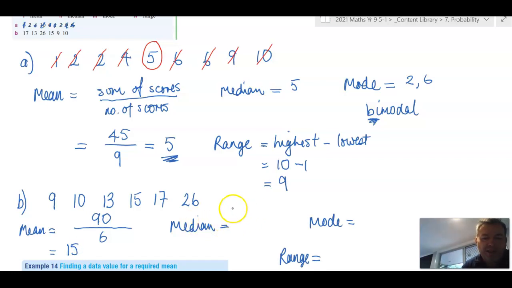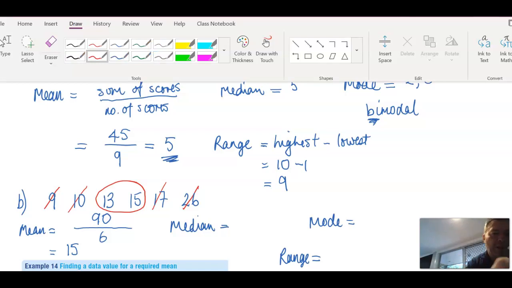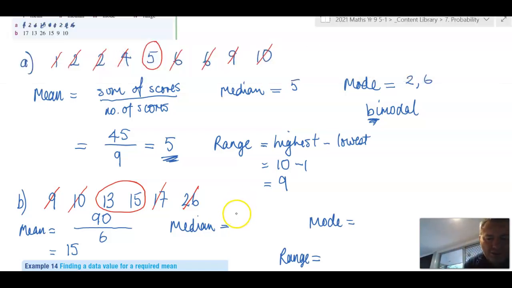The median is the middle score. So to work out the middle score, I can cross these off, one at the beginning, one at the end, always crossing off in pairs, 10 and 17. Now if I'm left with 2 in the middle, that means that in order to calculate the median, what I need to do is find the average of those 2 scores. So take 13, add 15, and divide it by 2, because there are 2 of them, and that will give us 14. So the median is 14, even though 14 doesn't appear in the list.